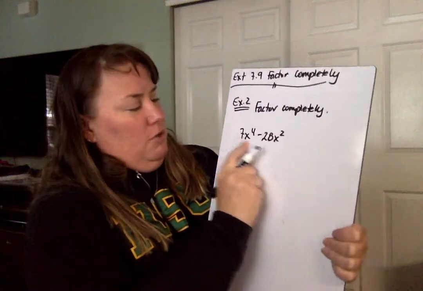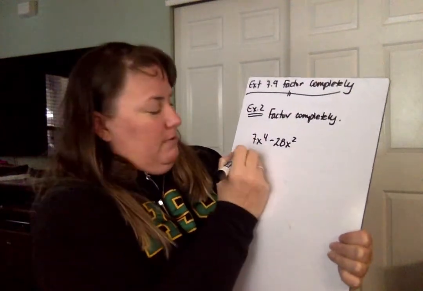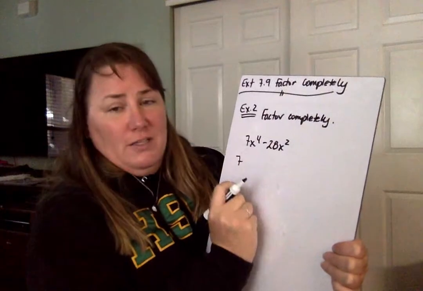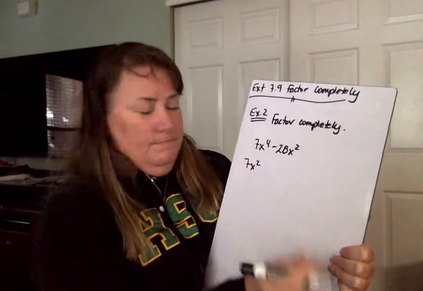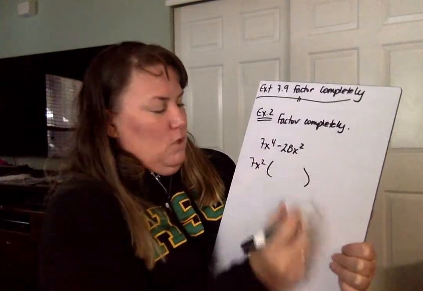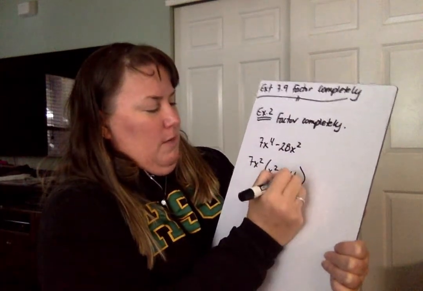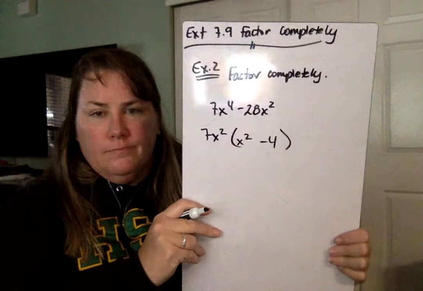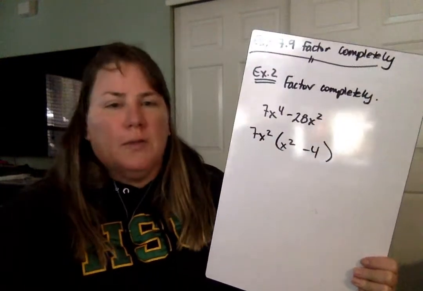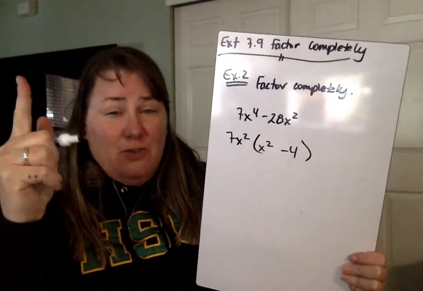So greatest common factor of 7 and 28 is 7. X to the 4th and x squared is x squared. What's left? X squared minus 4. How do I know? Then multiply it back out. That's our first time factoring.